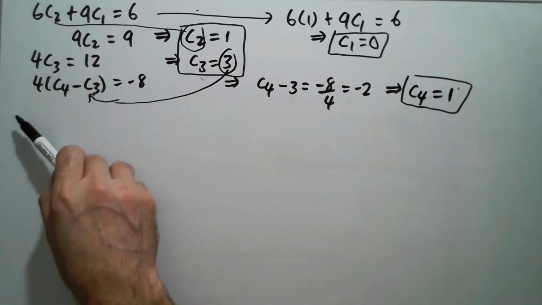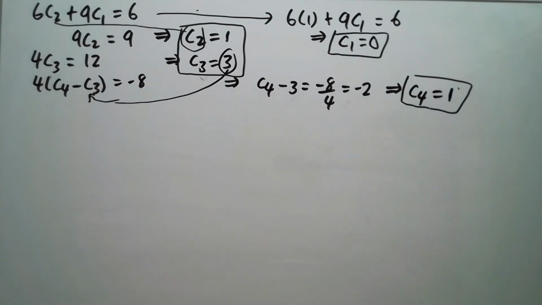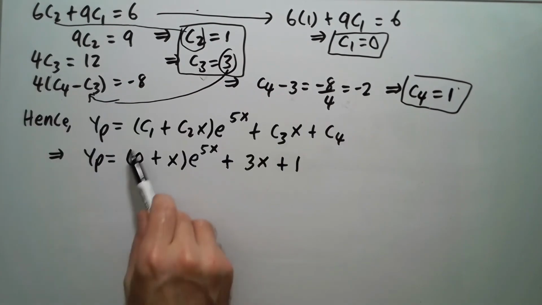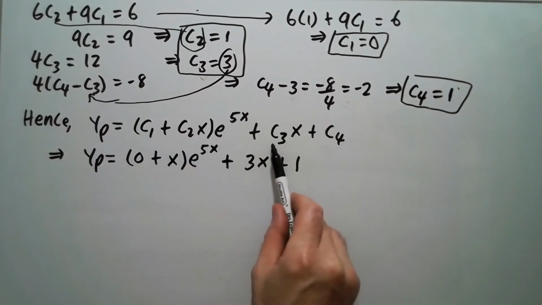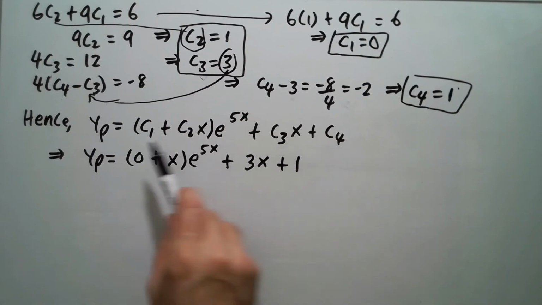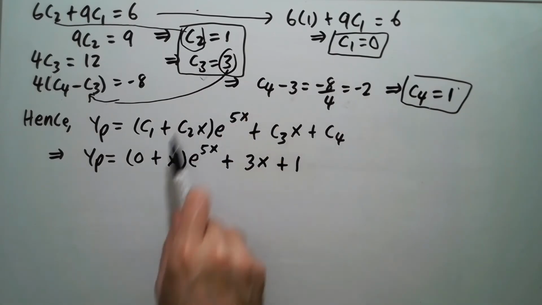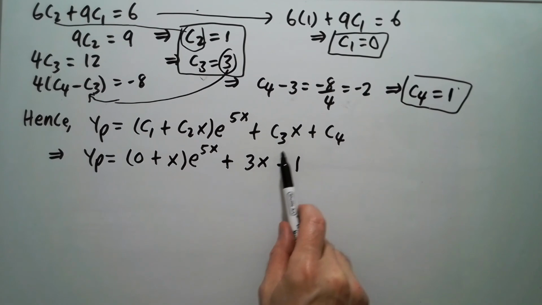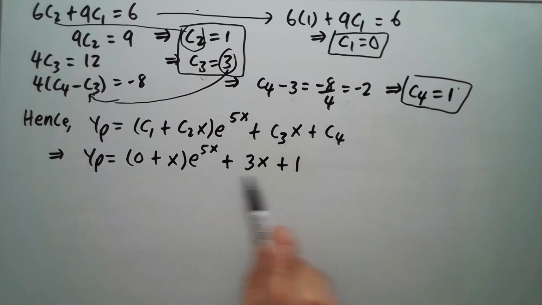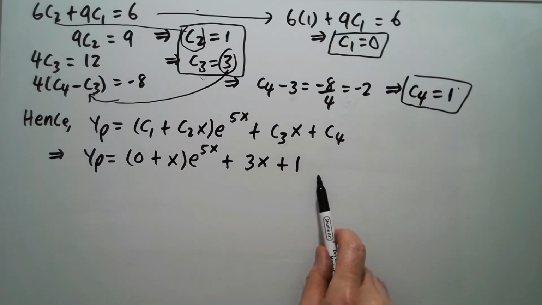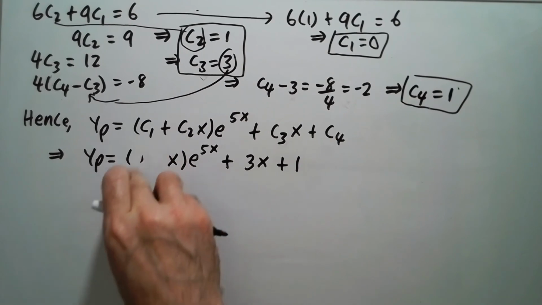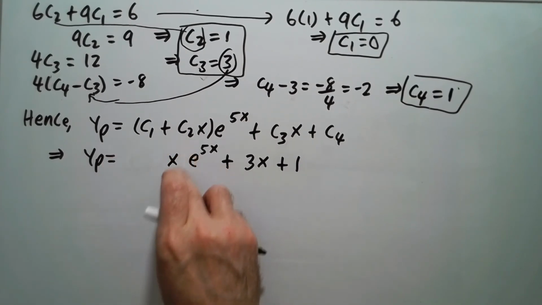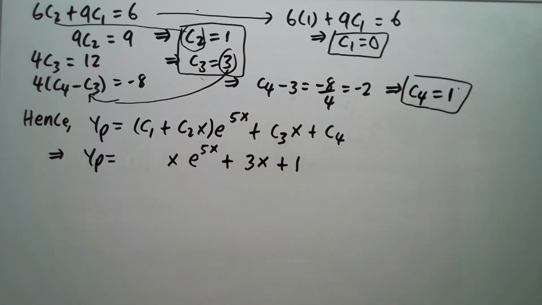Okay, now we can write our yp out here. So our yp was c1 plus c2x, e to the 5x, plus c3x plus c4. So our c1 is 0, our c2 is 1, our c3 is 3, and our c4 is 1. So this would be our solution here. I guess you can take away that 0 there and just write it as x e to the 5x plus 3x plus 1.